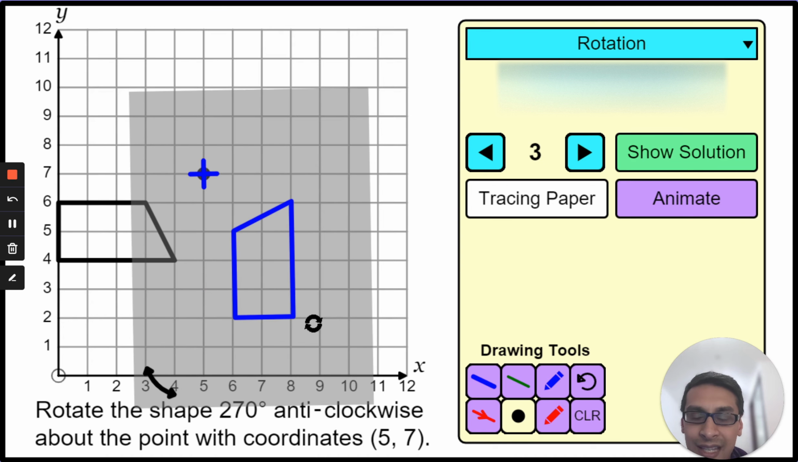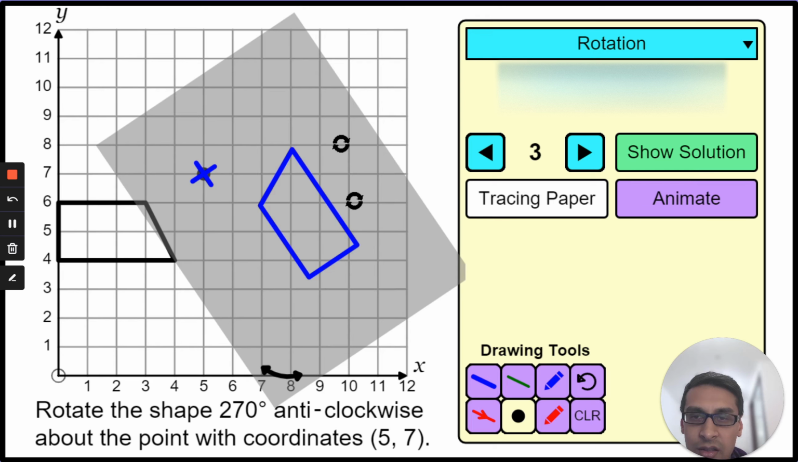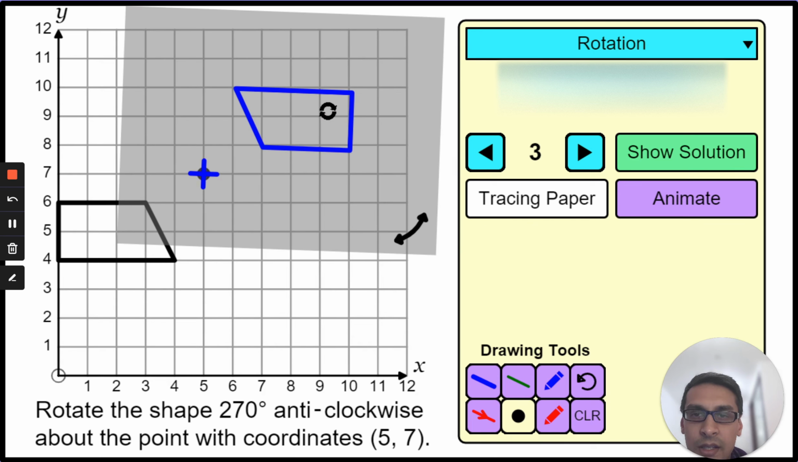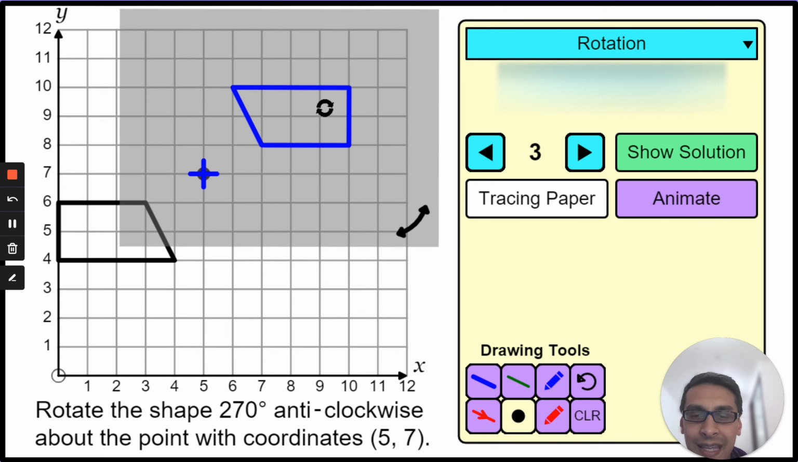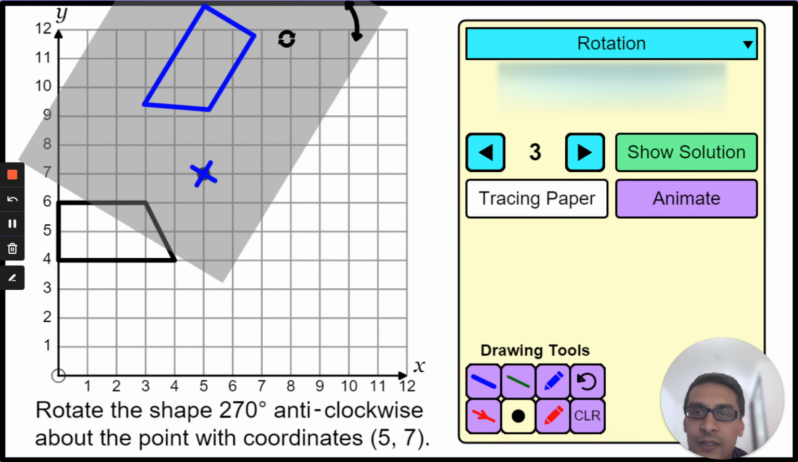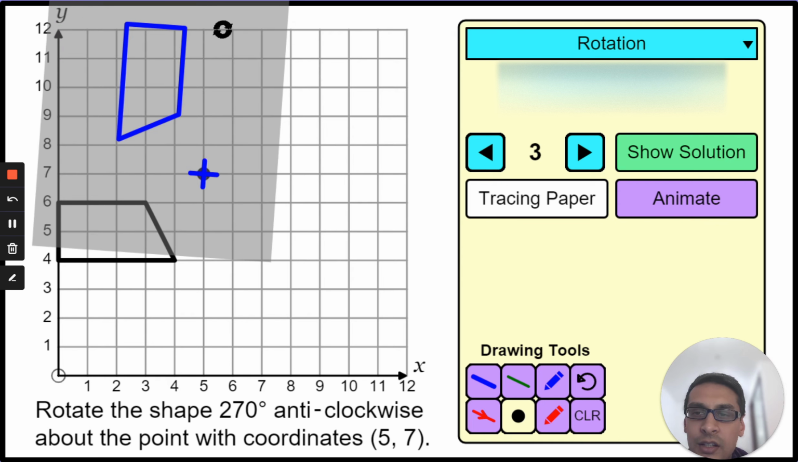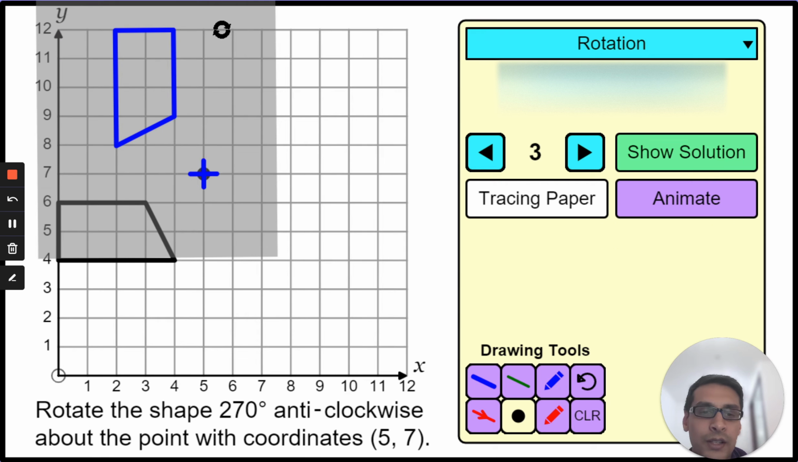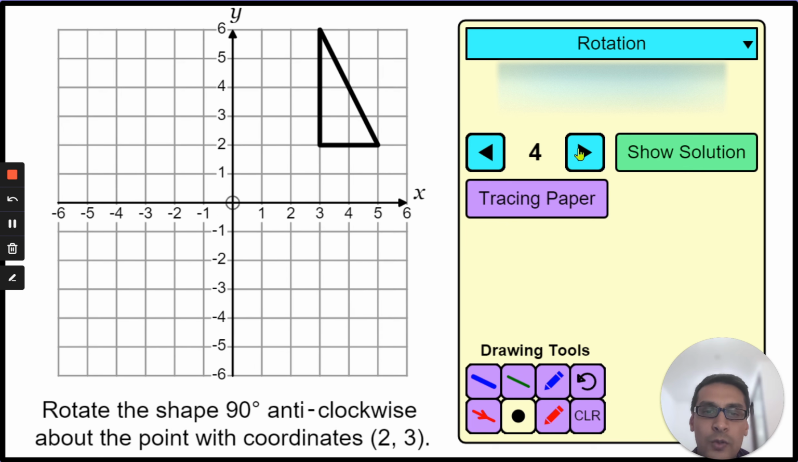This is 90. This is 180. And then I need to go another 90 more to get to 270. And it just about fits on the grid. And that's your answer for a 270 degree anti-clockwise rotation. So make sure to keep your point on the center of rotation as you rotate your tracing paper.